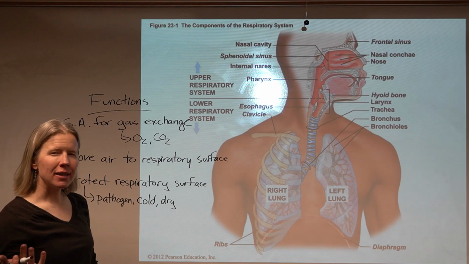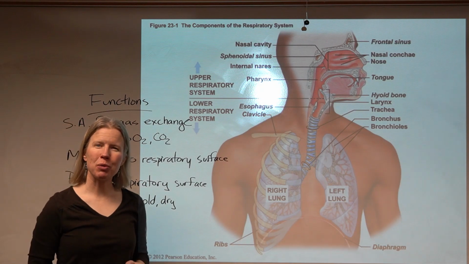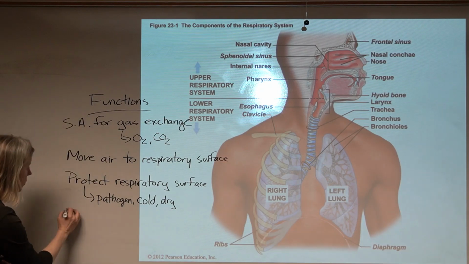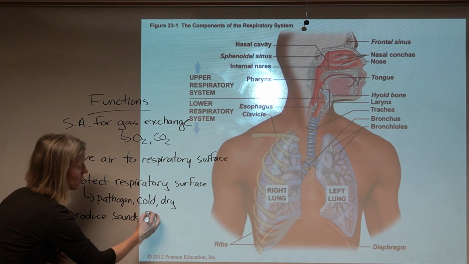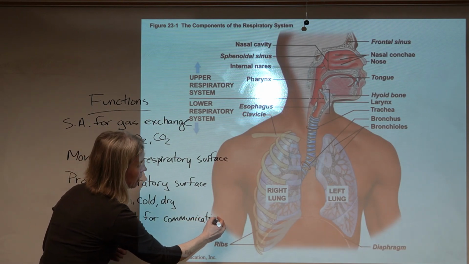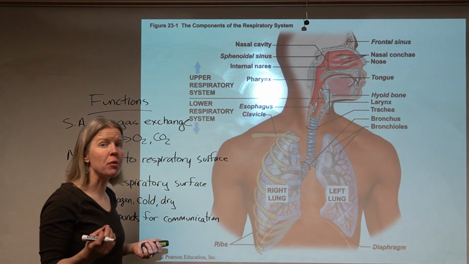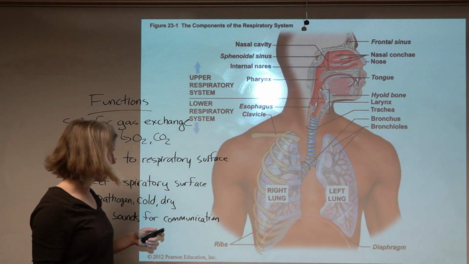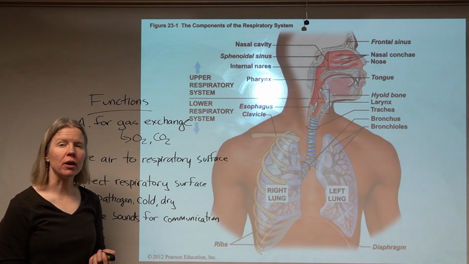Okay. Now, the last couple functions here I would say are a little peripheral, but obviously still important. We do use the respiratory system to create sounds for communication. So speech, right, the larynx is your voice box. That's part of the respiratory system. And then also you need to push air across the vocal cords in order for us to produce sounds. And so this is a related role of the respiratory system.